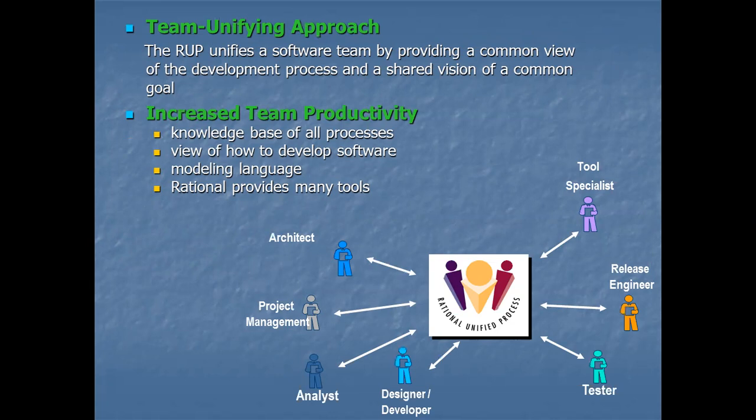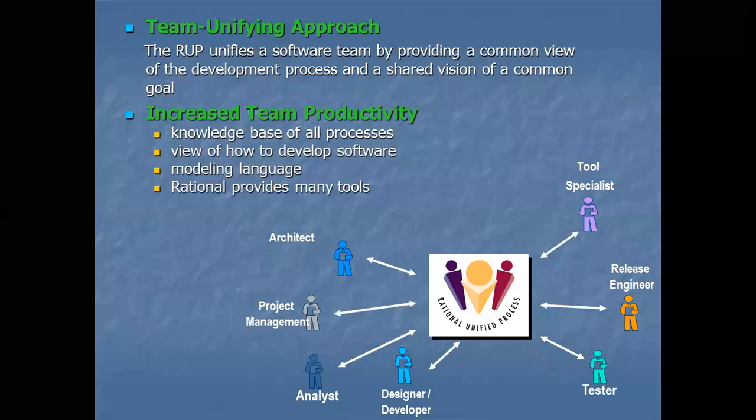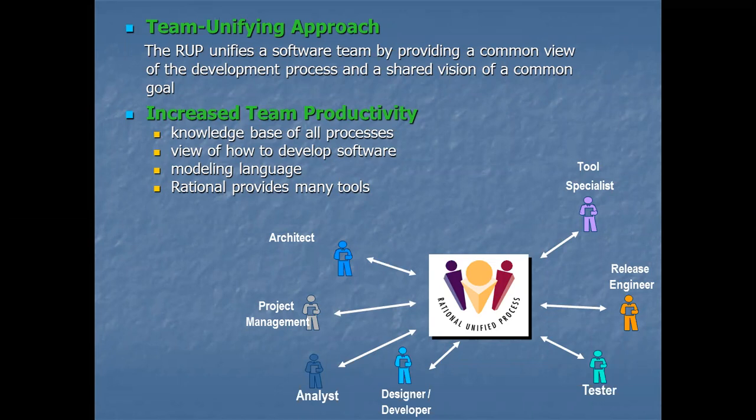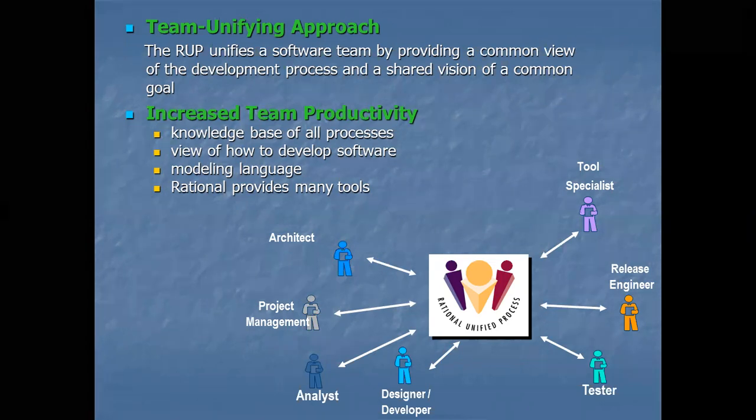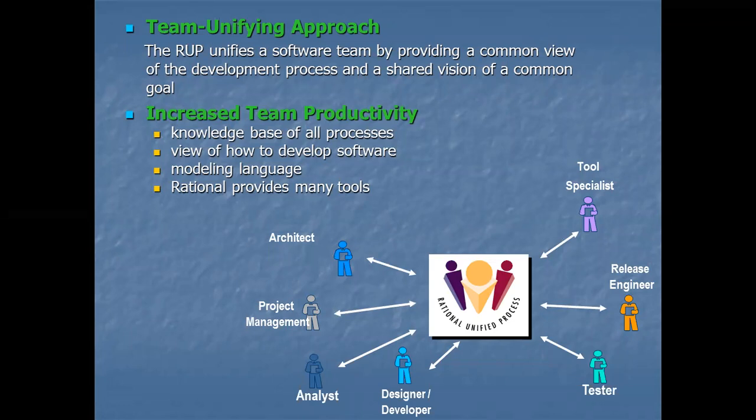What RUP does is increase team productivity through a knowledge base of all processes, a view of how to develop software, and a modeling language. Rational provides many tools to draw diagrams or architecture. There are a lot of software tools for designing diagrams. For the diagram we have seen, one software from Rational is IBM Rational Rose software.